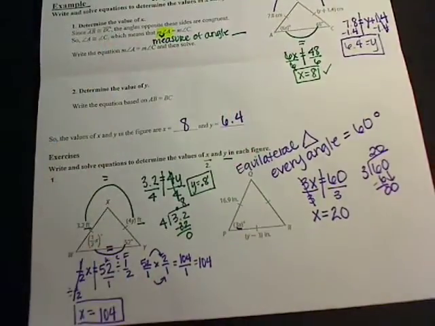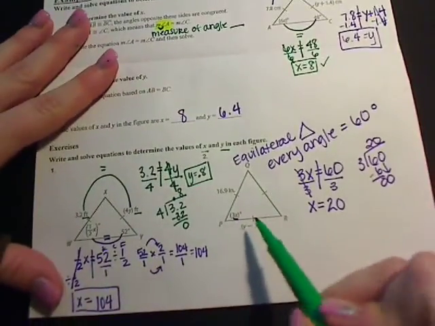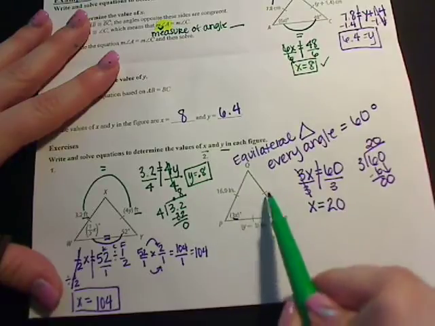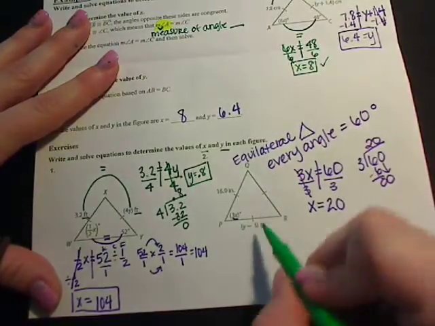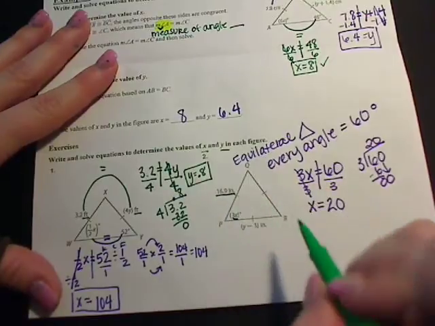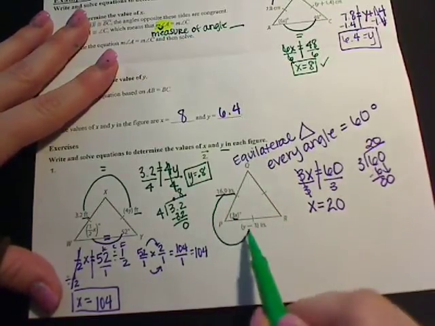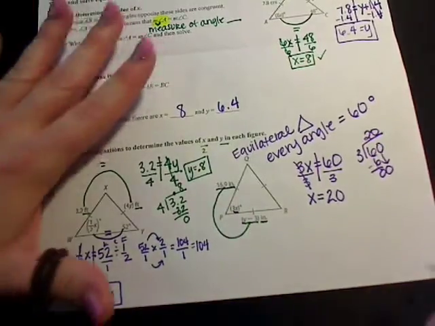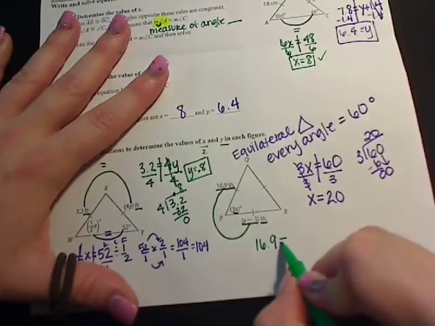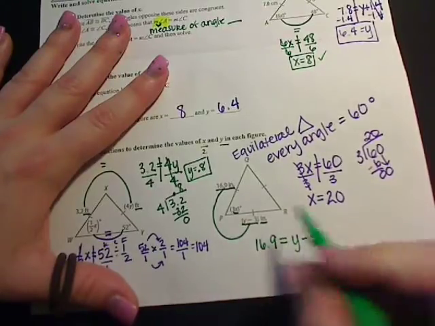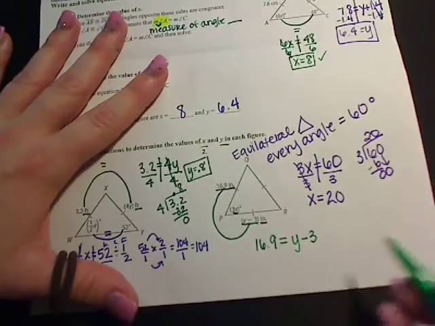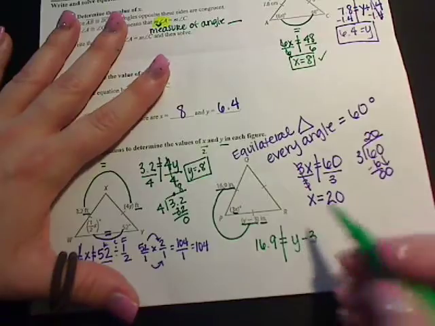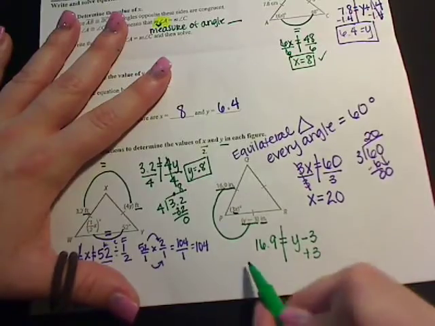Okay, now let's say y. So remember, in an equilateral triangle, every angle is 60 and every side is the exact same. So that means this side of 16.9 inches equals this side of y minus 3 inches. Inches go together. So 16.9 equals y minus 3. Cut it in half, isolate the variable. Opposite of subtracting 3 is adding 3. I'm going to add 3 to both sides.